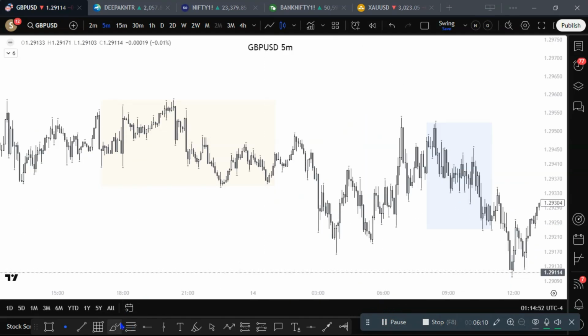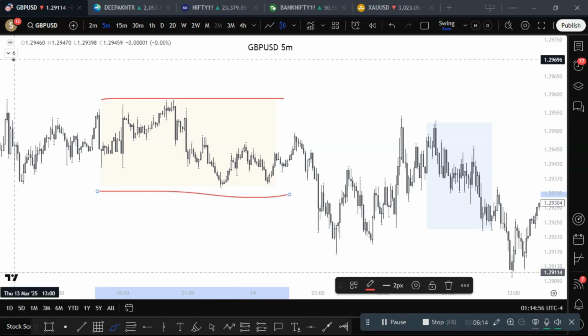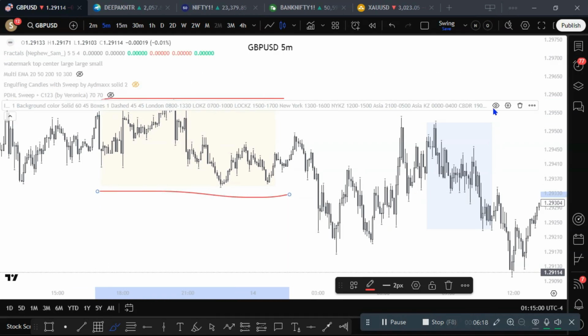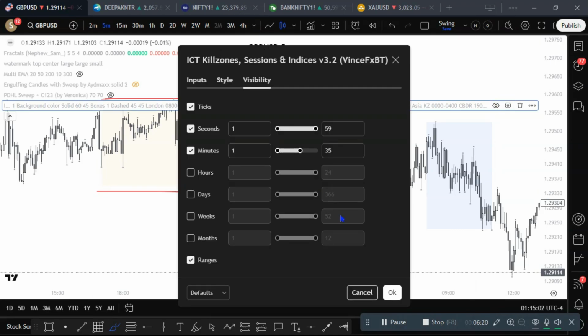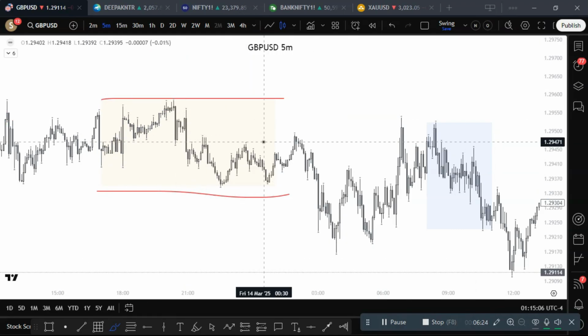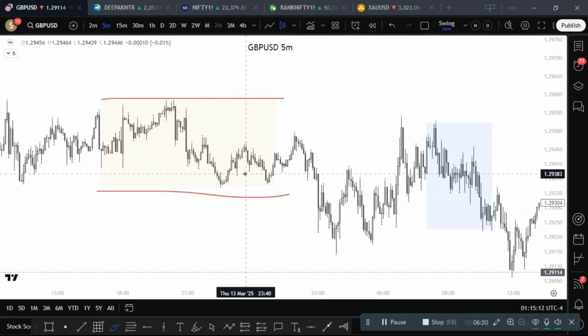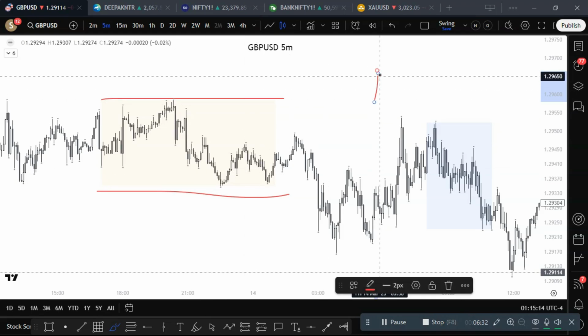So here we have example number 2. This is our Asian session box. If you don't know how I am getting these boxes, you can simply use any indicator. You can just type sessions, kill zones, ICT kill zones. You will get the indicator which automatically gives you the range. So in this Asian session is sideways, it means criteria number 1 is met.